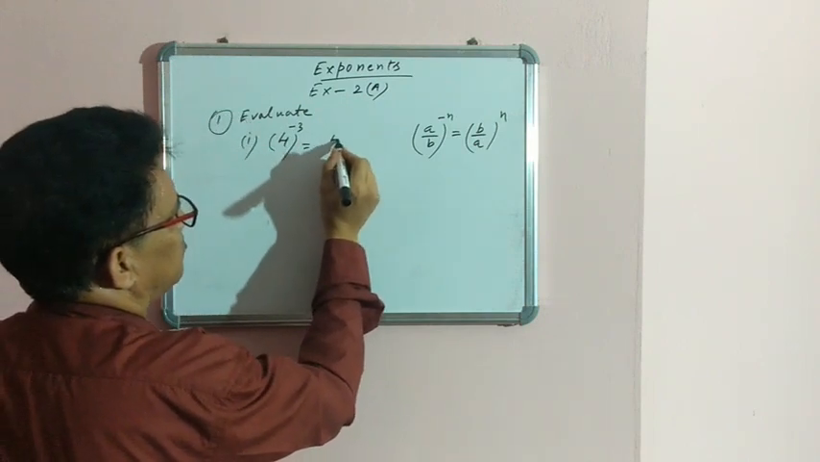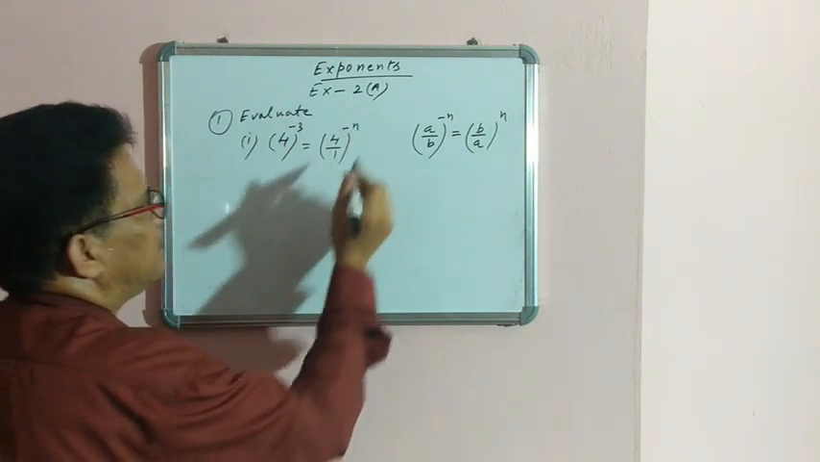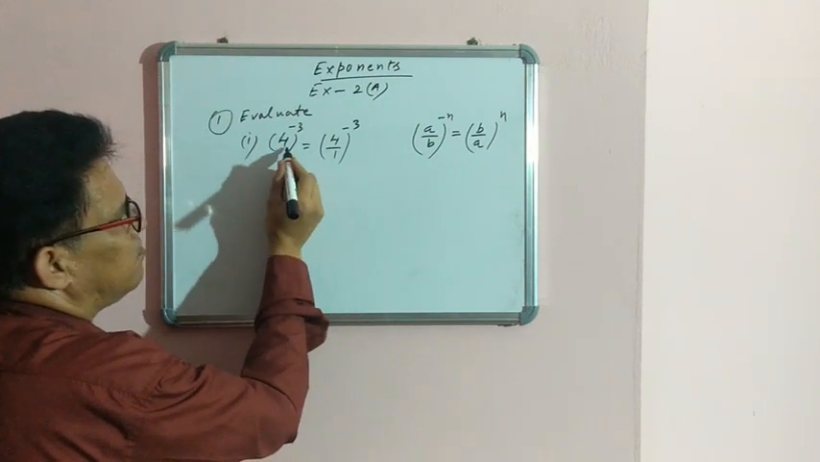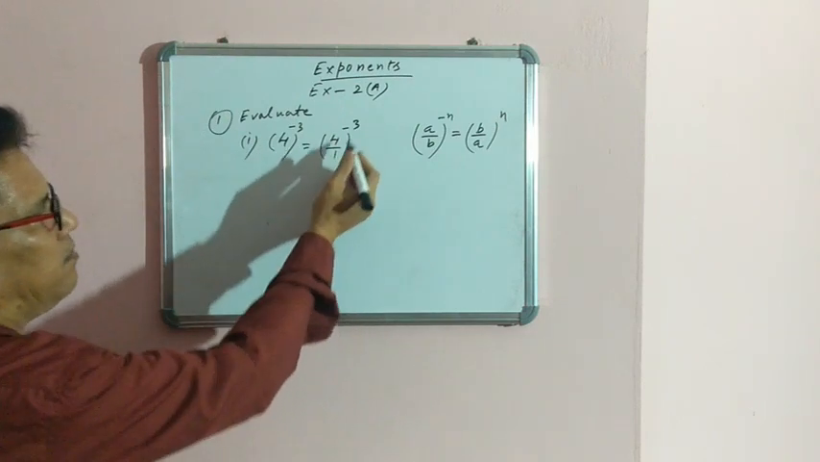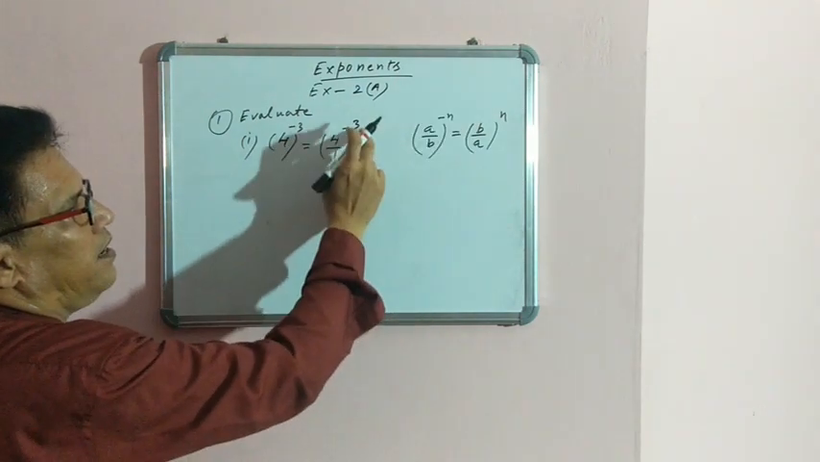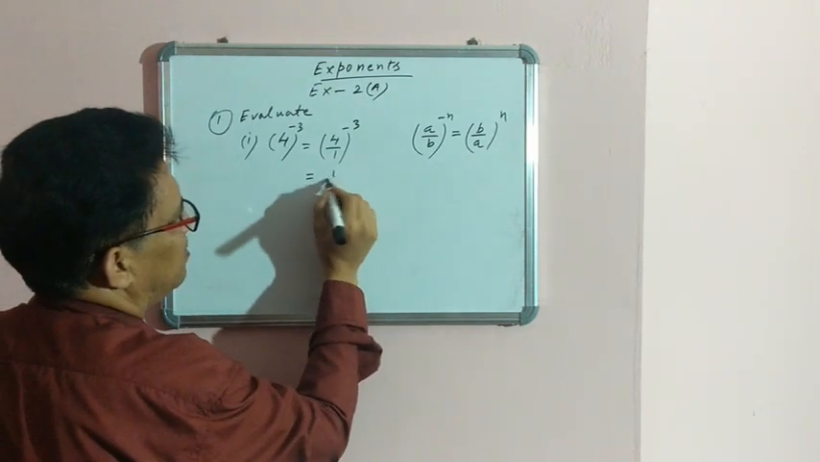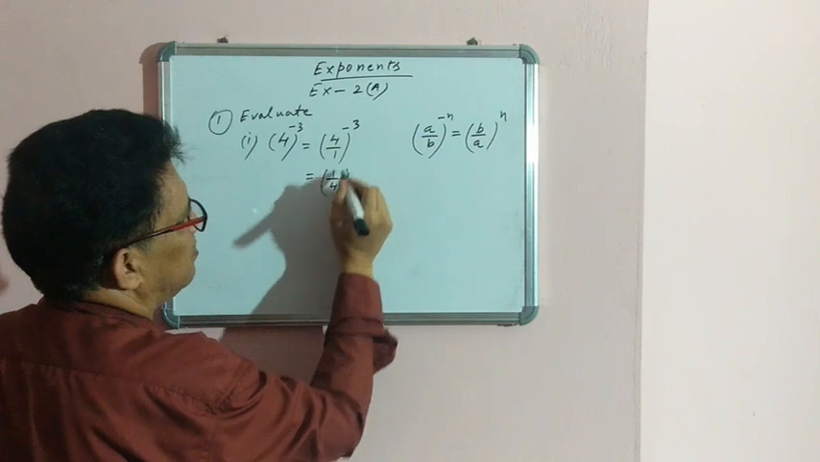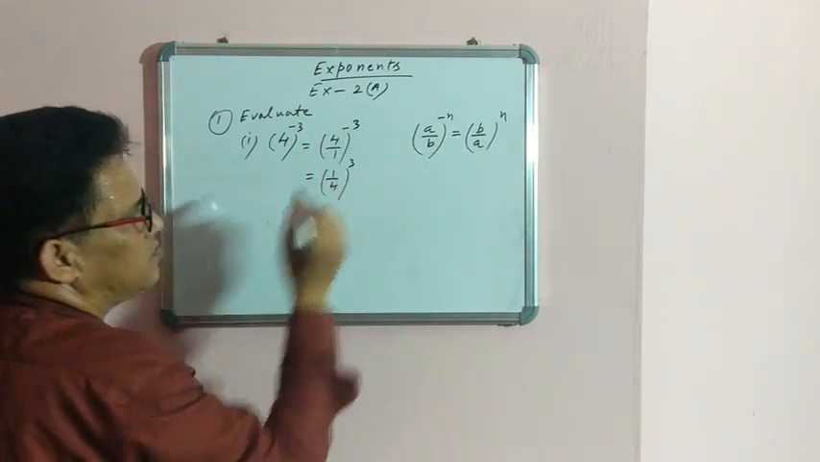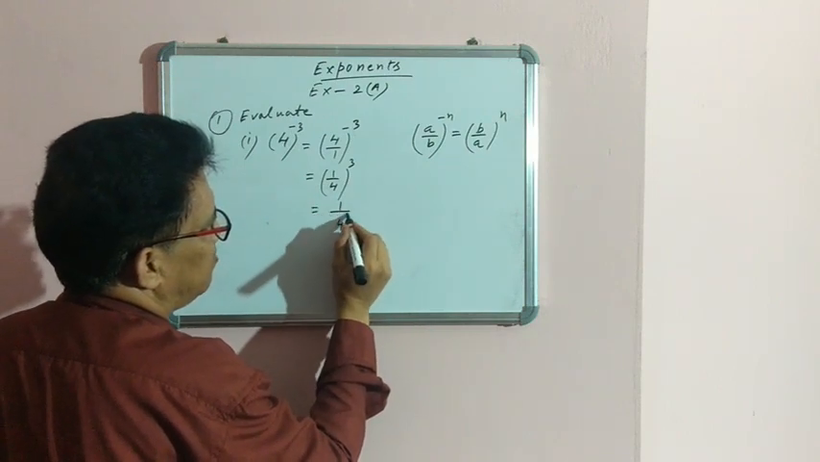So this is 4 upon 1 power minus 3. 4 by 1, here nothing was there, so I have written 1, and power minus 3. The same process: we will take the reciprocal and the power will become positive. So this is 1 upon 4 power 3. Now minus n becomes plus n, so minus 3 becomes plus 3. This is equal to 1 upon 4 power 3.